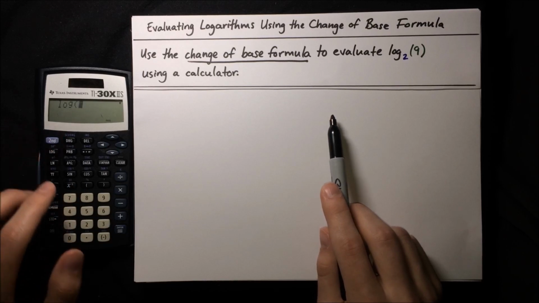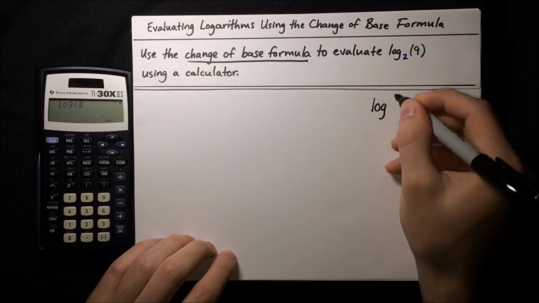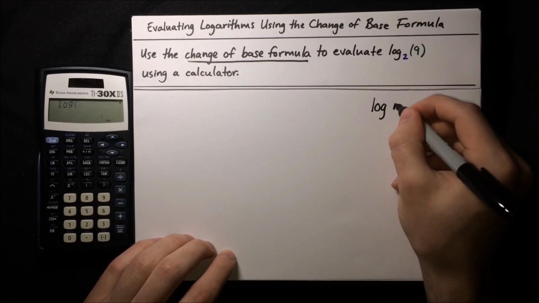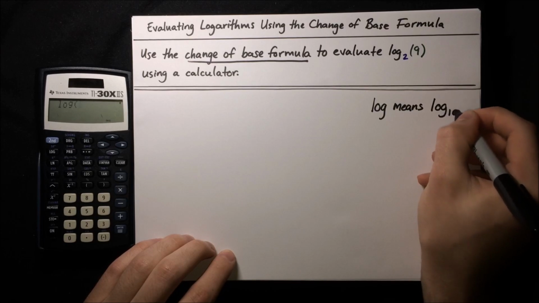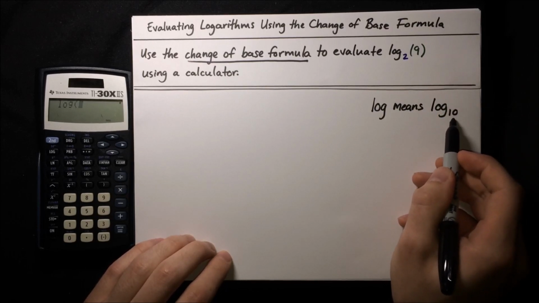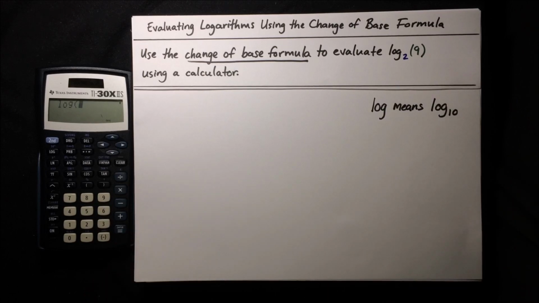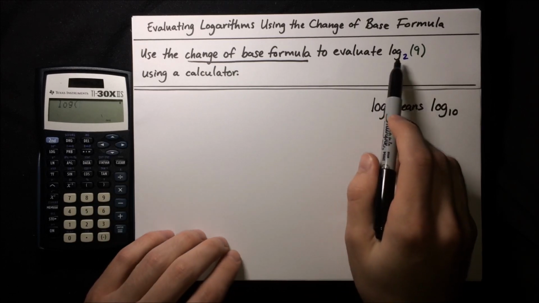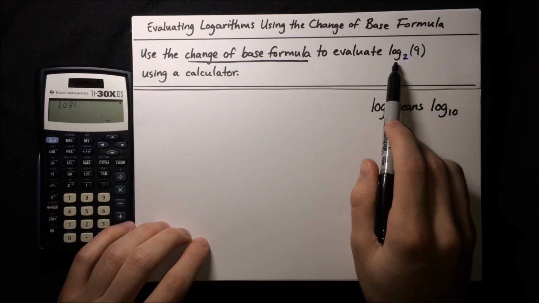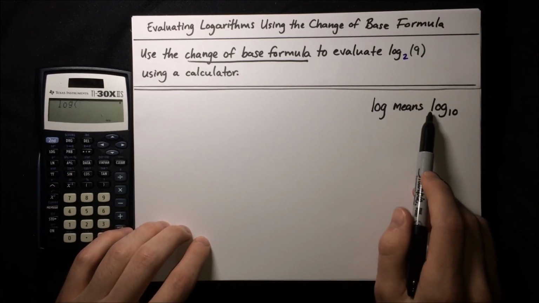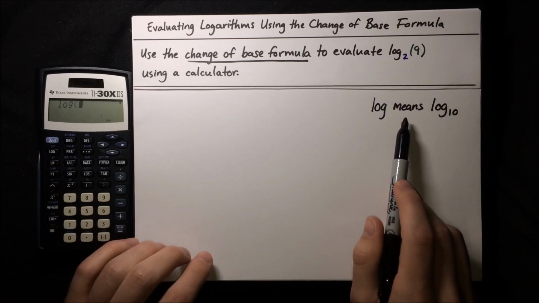What does that mean then? So on a calculator, if you see log, just the word log without any base, that means log base 10. 10 is the default base if the log doesn't say any base after it. So that means in order to evaluate log base 2 of 9 on our calculator here, we're going to have to convert it so that we can express it in terms of log base 10, so we can actually type it into the calculator using that log button.